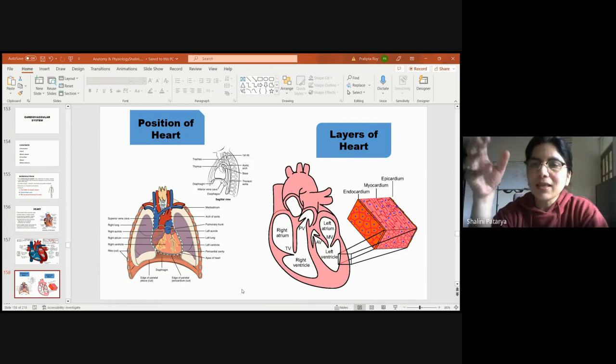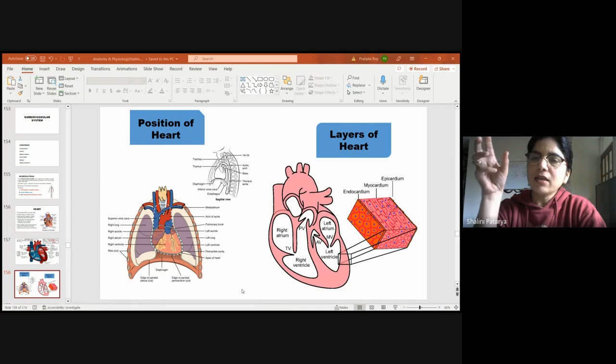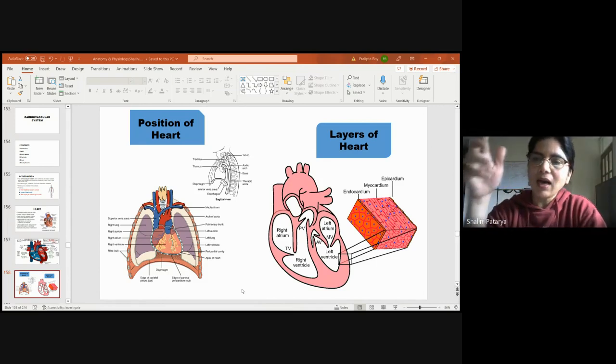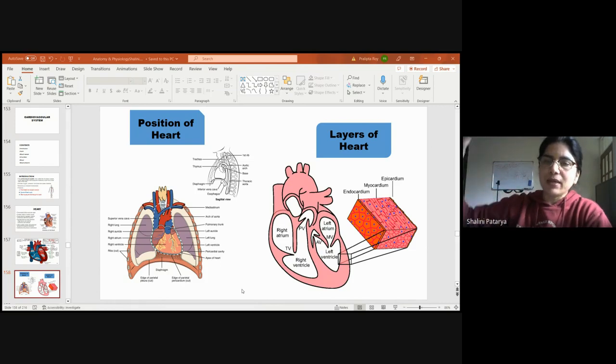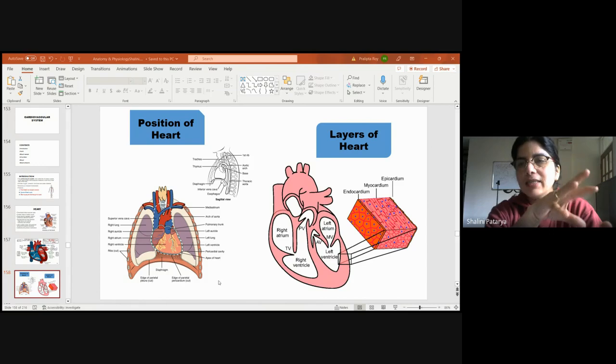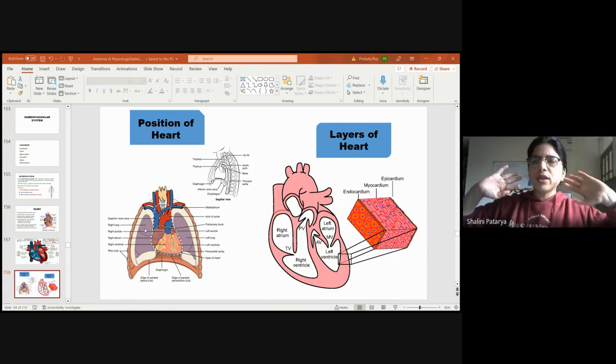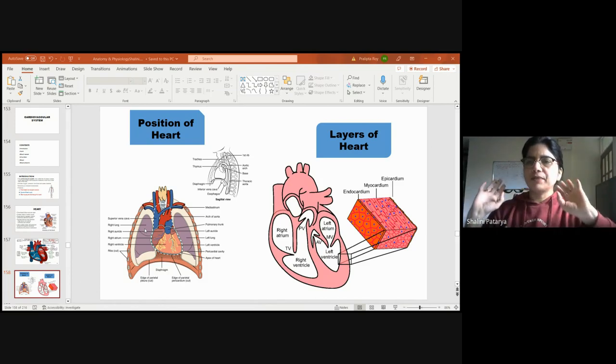But the left side is a little bit more thickened, because it has to supply the blood to the whole body. On the right side, it has to supply the blood only to the lungs, which are nearby. The heart is between the lungs, so it is in close proximity. The blood goes to the lungs, the lungs do all the activity, and again it comes back to the heart.